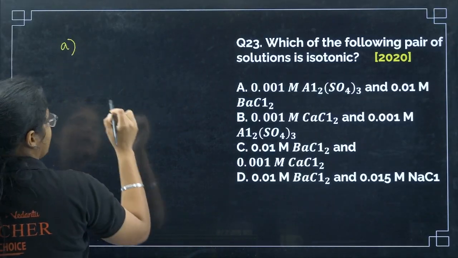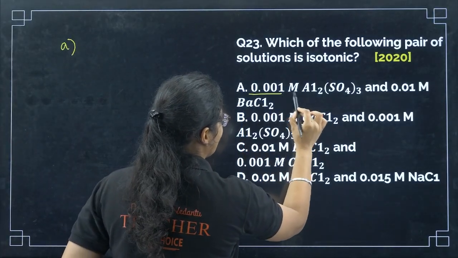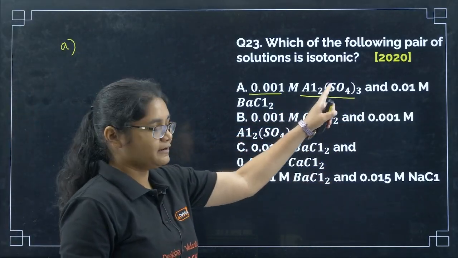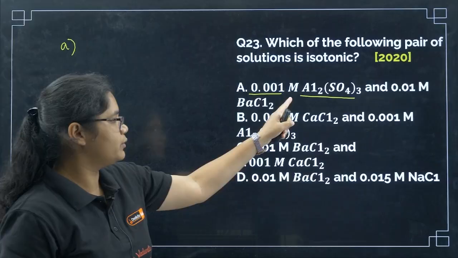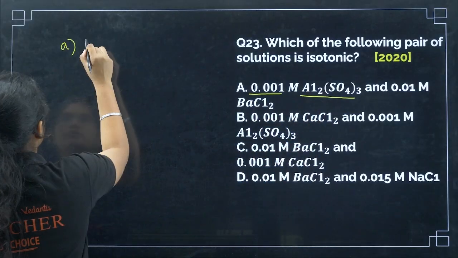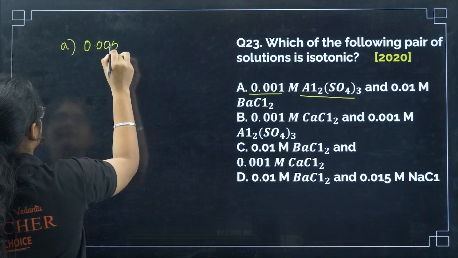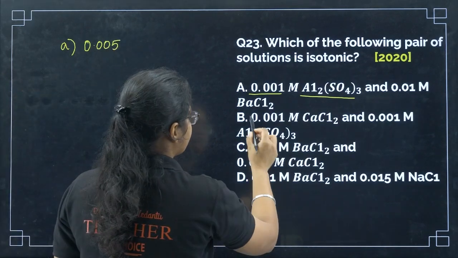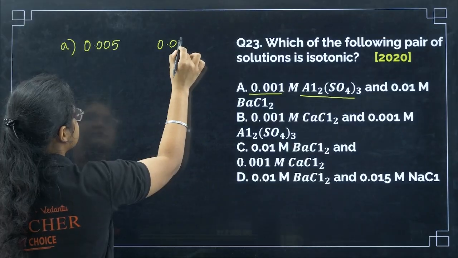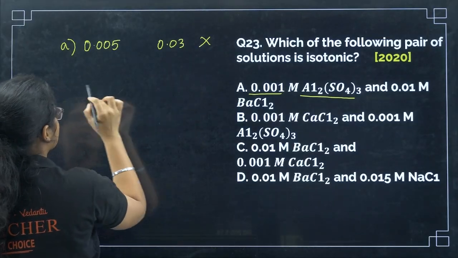So in option number A, you have 0.001 m of aluminium sulfate. Now if you see, aluminium sulfate will give you 5 ions, right? 2 aluminium and 3 sulfate. So if I multiply total, I'll get 0.005. Next we have BaCl2, that is 3, 0.01. I'll get 0.03. So these two are not equal.